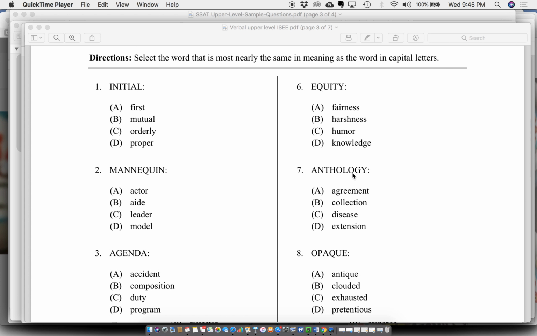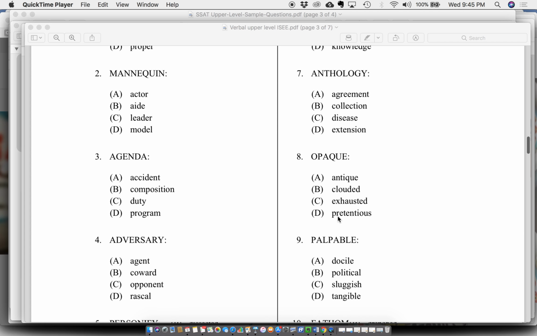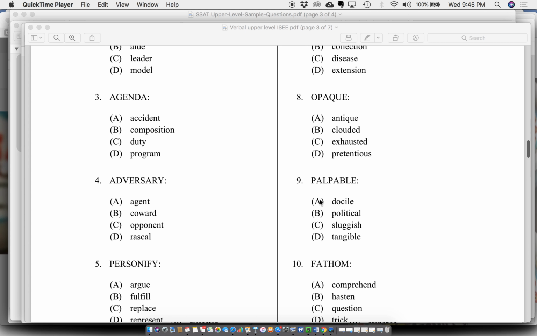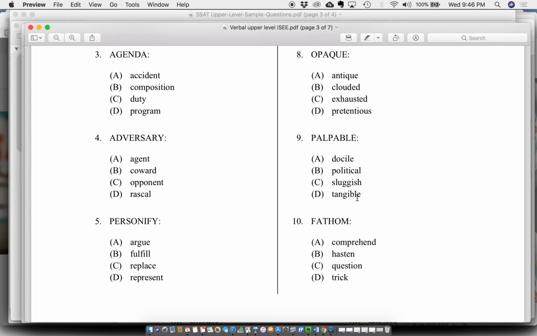Anthology, study here. See, the anthology here would mean collection. Opaque would mean clouded, you see, but look at the level of words here, palpable. These are not words that students use throughout the day. And even the choices in number 9 require a good deal of vocabulary knowledge. Docile, political, sluggish, tangible. These are difficult terms. And so what we find is a lot of our students are guessing because they just don't know the vocabulary.